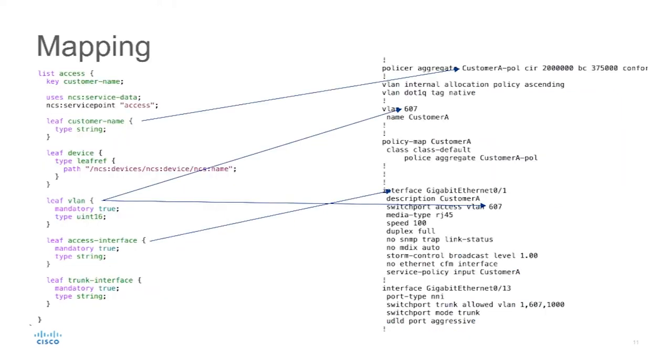So for example, in the service we're going to work with here, we have a service model to the left in Yang. So this is the access service we're going to use. The arrows show how these map into a Cisco iOS model to the right. For example, the VLAN is used in a number of places, so we will map the VLAN value to the VLAN value in these different places in the iOS configuration. Same thing with the customer name and the access and the trunk interfaces.